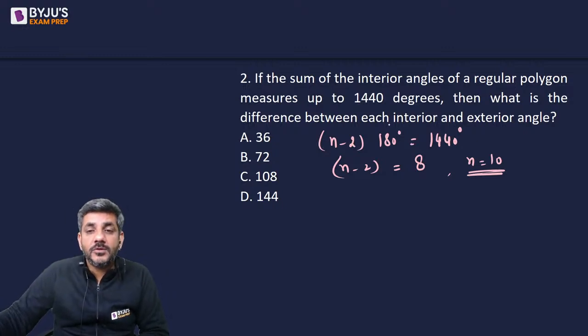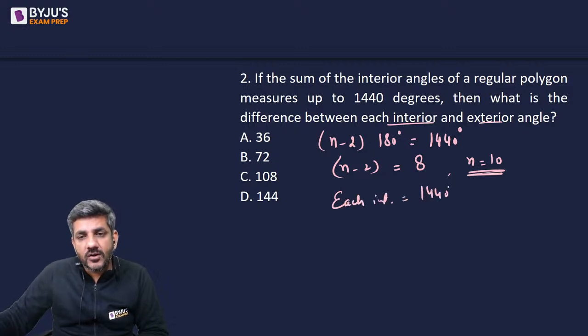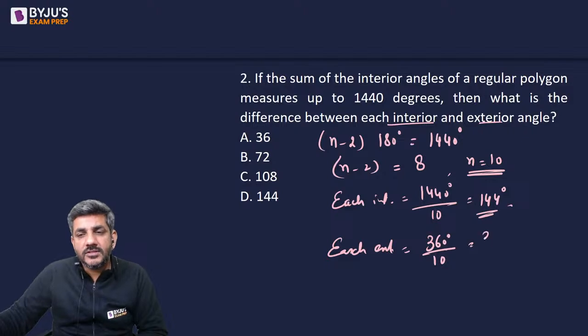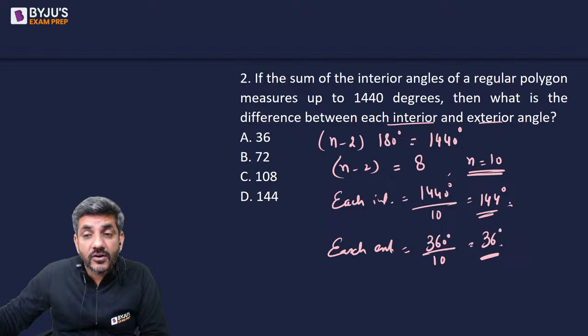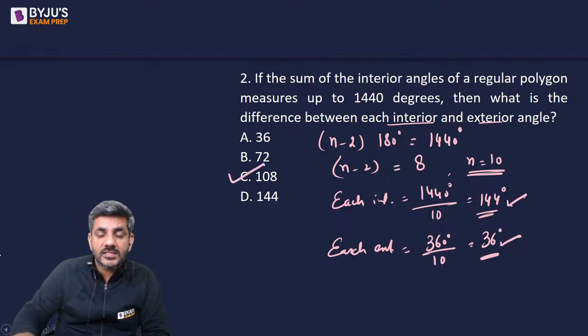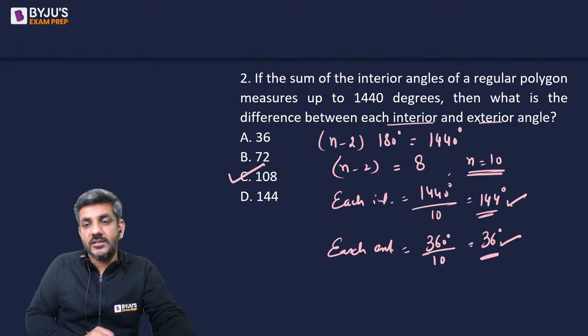Now, what is the difference between each interior and exterior angle? Each interior angle of a regular polygon: total sum is 1440, there are 10 angles, so divided by 10, each interior angle would be 144 degrees. Each exterior angle of a regular polygon is given by 360 divided by n, which is equal to 36 degrees. So 36 is each exterior angle, 144 is each interior angle. The difference between them is 108 degrees. So therefore my answer is option C, that is equal to 108.